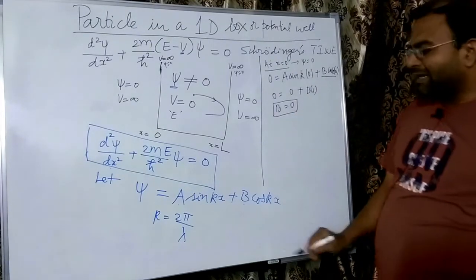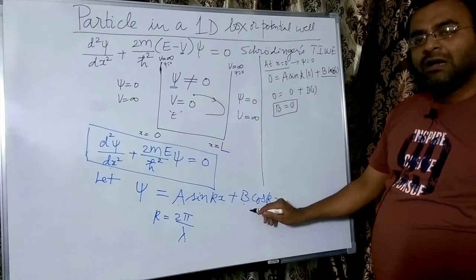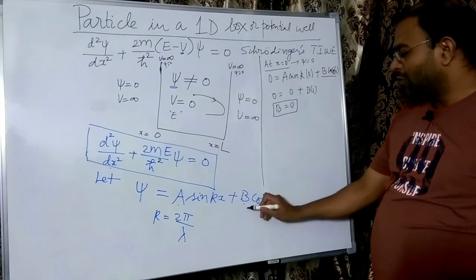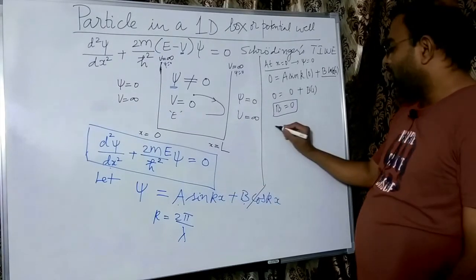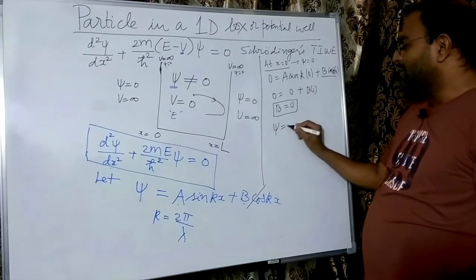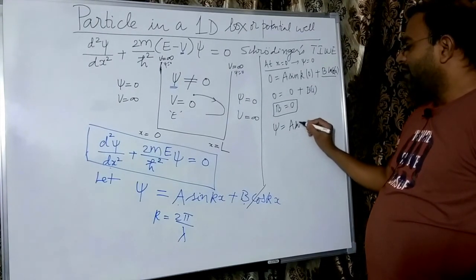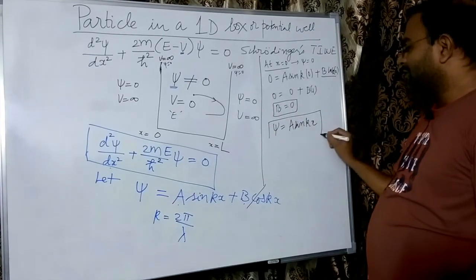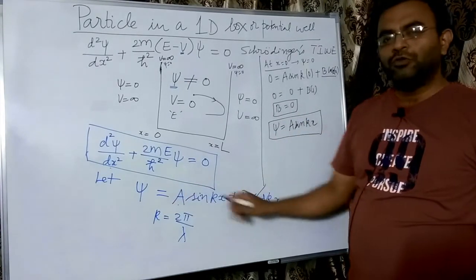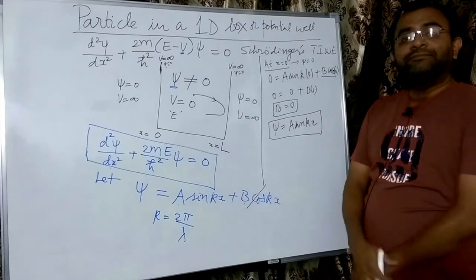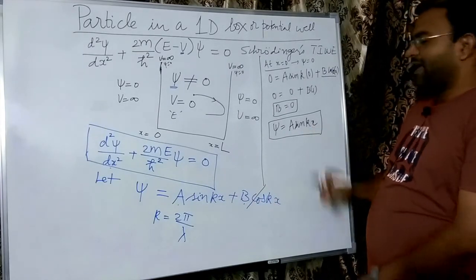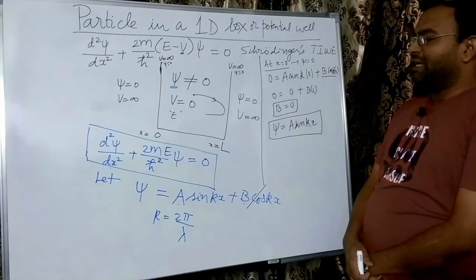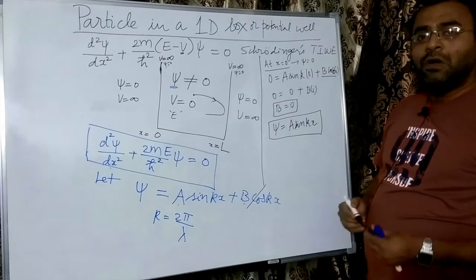So, automatically, we have been able to eliminate the constant B. If this is 0, the whole second term becomes 0. So, our trial wave function now is nothing but psi is equal to A sine kx. Now, we have reduced our trial wave function from two terms to only one term, that is A sine kx. Now we can apply the second boundary condition, that is at x is equal to L.